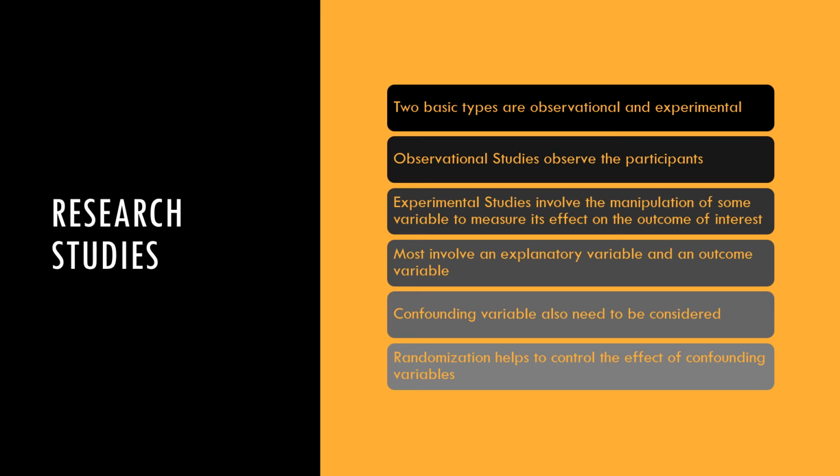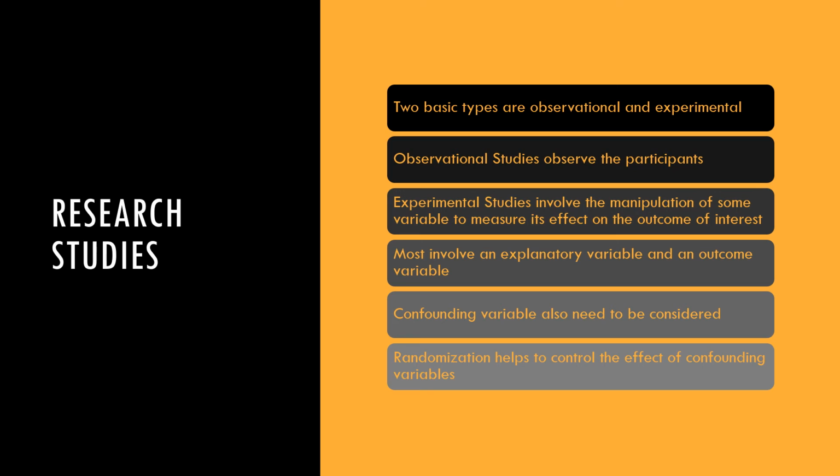Finally, let's talk about the different types of research studies that you've got. There are two basic types, and those are observational and experimental. Observational studies involve simply observing the participants. So you don't assign any treatments, you're looking for, say, their opinions, behaviors, or any outcomes. Experimental studies, on the other hand, involve the manipulation of some variable to measure its effect on your outcome of interest. And often you randomly assign participants when doing experimental studies.